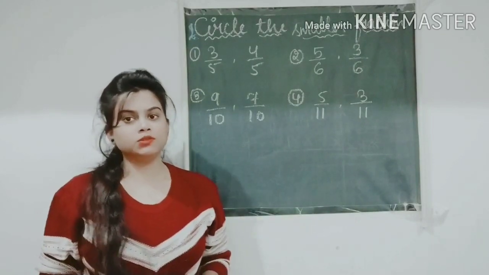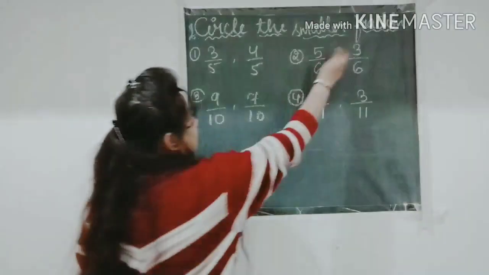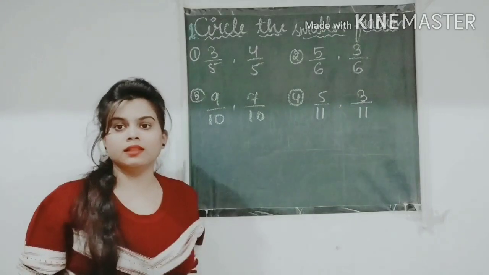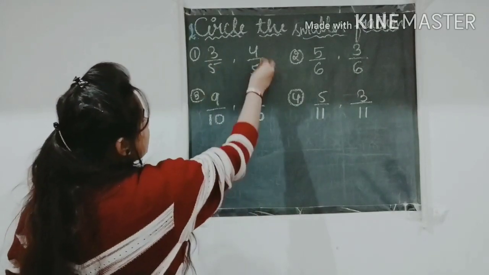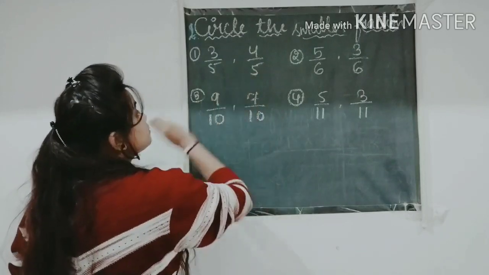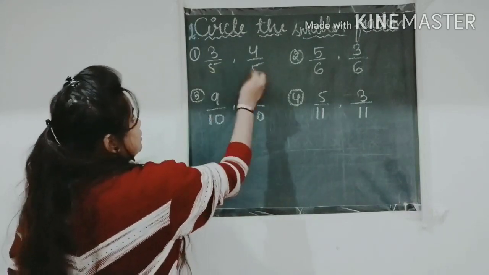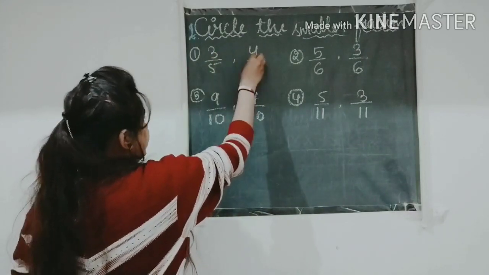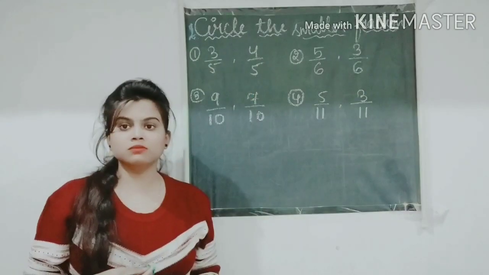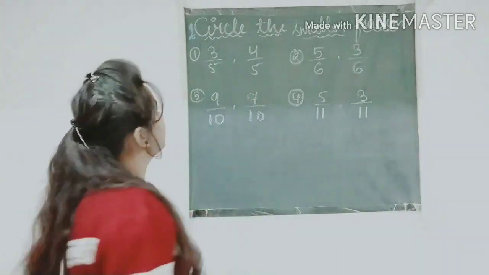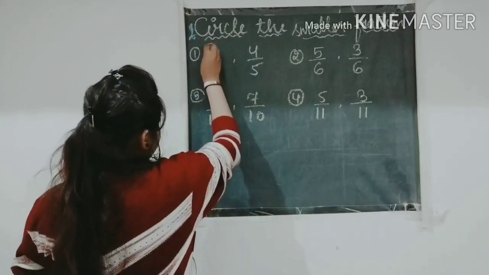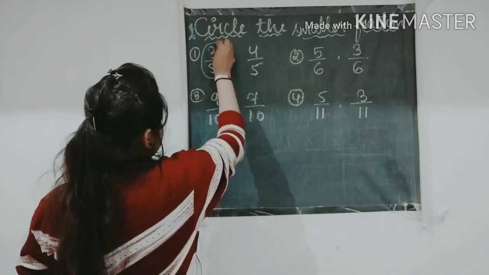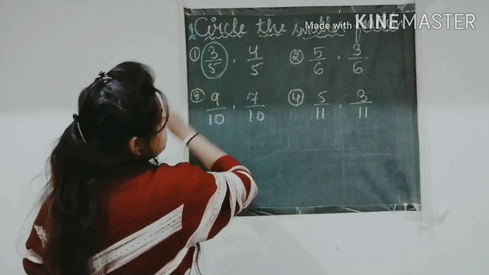Now see question number 2. Circle the smaller fraction. Now you have to circle the smaller fraction. Okay. Question number 1 is 3 by 5 and 4 by 5. Which number is smaller now? Again check the denominator is same. So numerator will decide which number is smaller number. Okay. So 3 is less than 4. That means 3 by 5 is the smaller fraction.